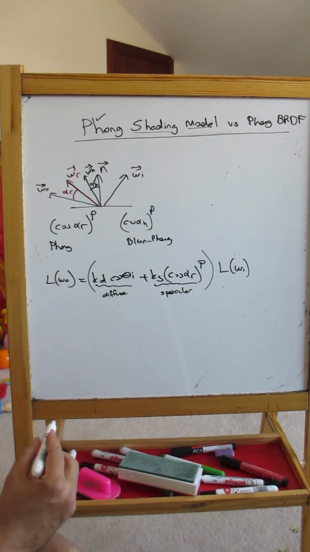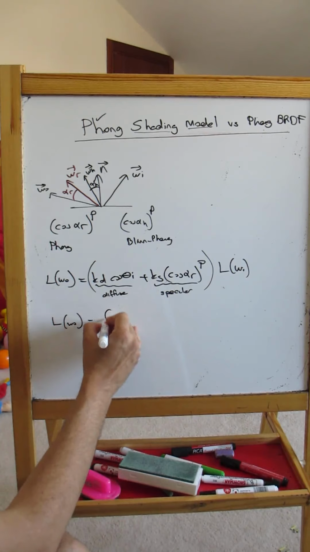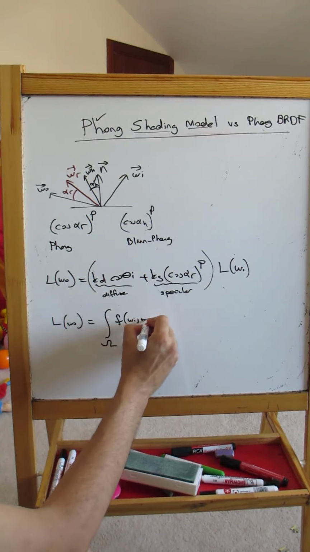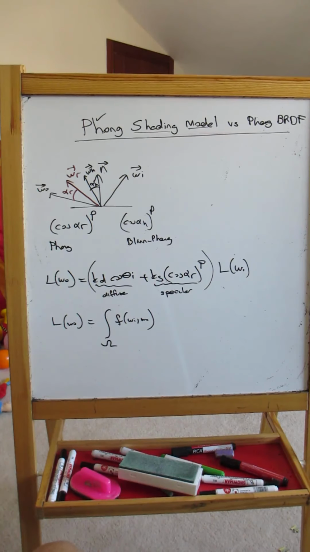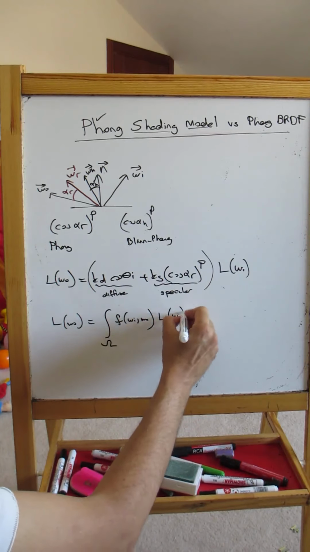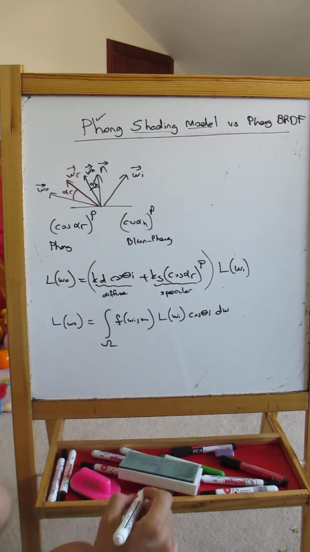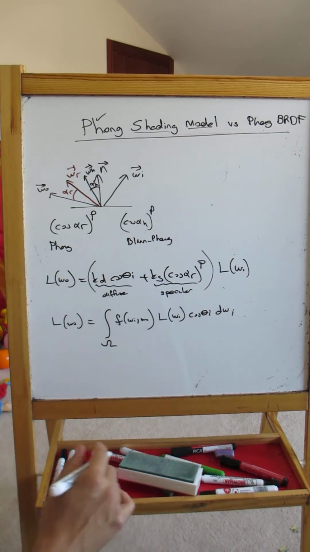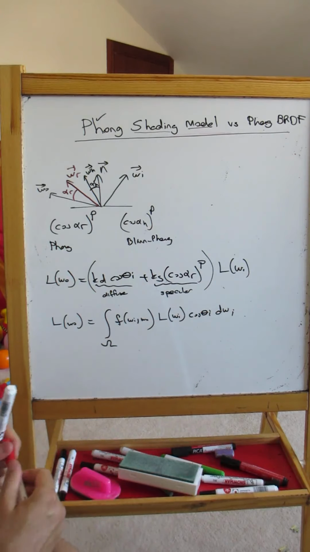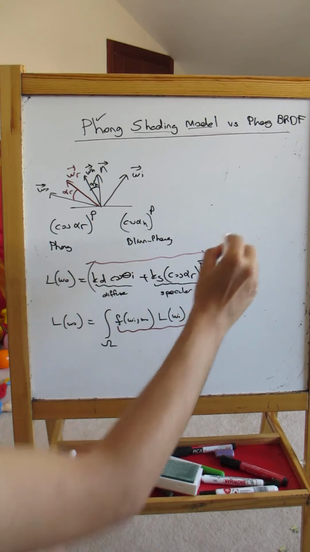Now let's also remember the rendering equation. In the rendering equation, we have L(wO) is equal to the integral over all incoming directions of f(wI, wO) times L(wI) cos theta I dwI. So this BRDF combination here should somehow match the combination in the shading model.